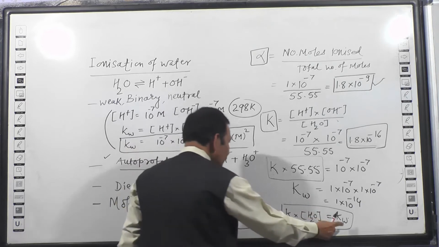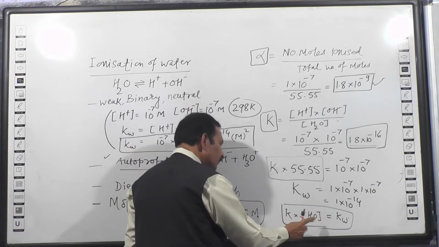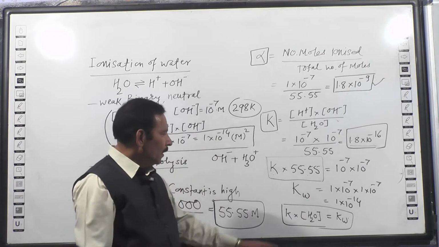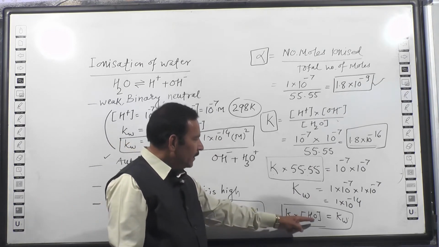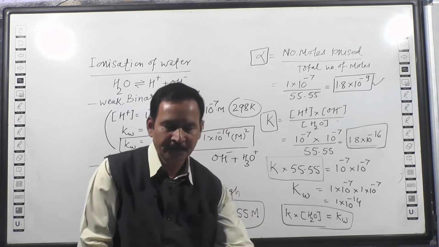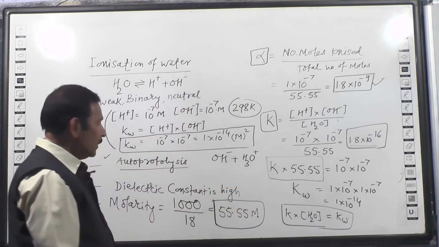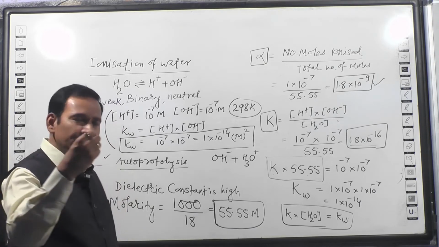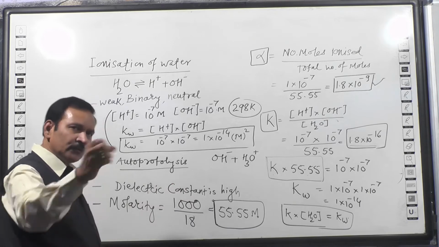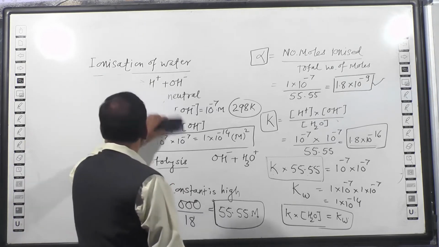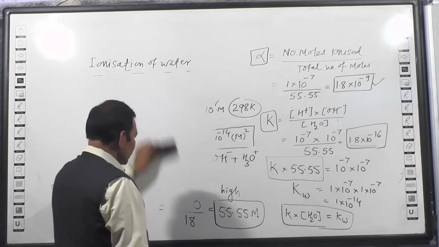Ionic product of water is the product of ionization constant of water and concentration of water in terms of molarity. Or K multiplied by concentration of water is equal to Kw. So this is all about the ionization of water, why water is considered as universal solvent, why we are using water for different theories to explain the acidic and basic nature of compounds. So this is the first point that was to be covered today.